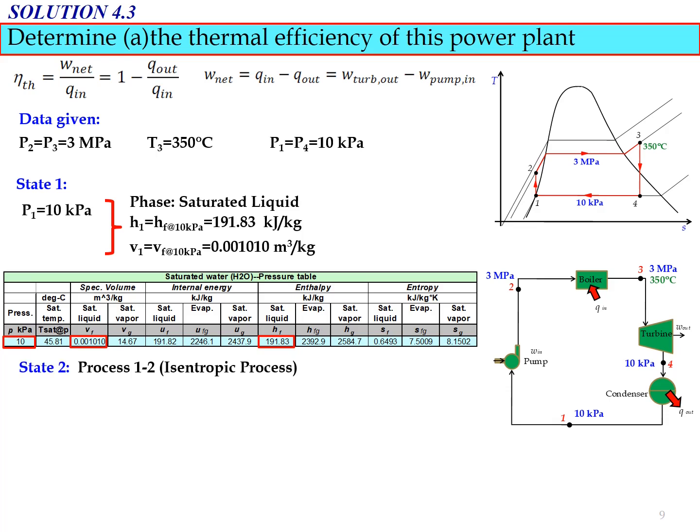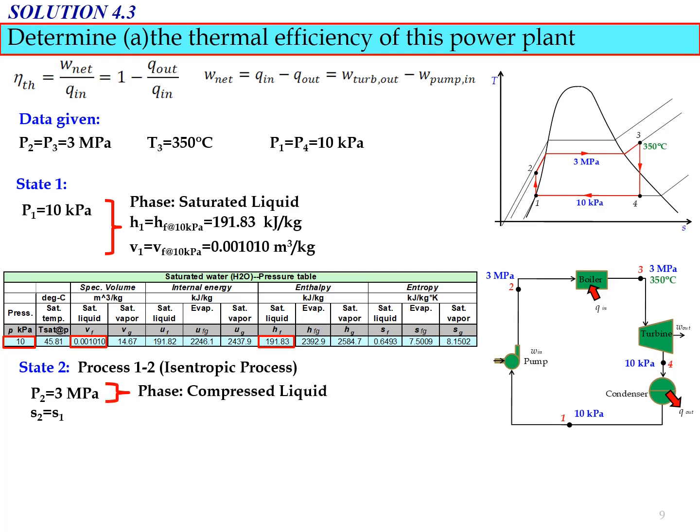Okay, now for state number 2, state number 1 we already done. State number 2, the process will involve the isentropic process in the pump, where we have the compression process from state number 1 to state number 2. So we know that the pressure given for P2 equal to 3 megapascal, and because the process is isentropic, S2 equal to S1.